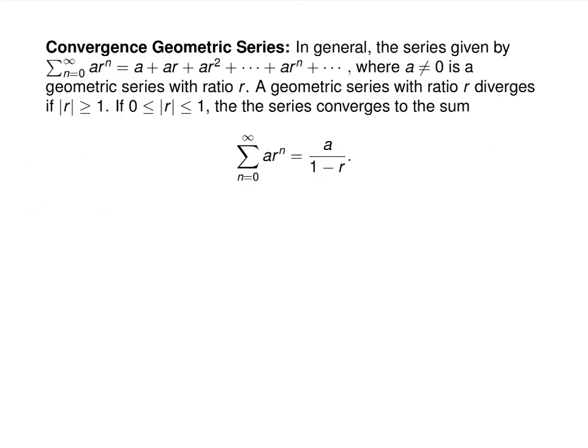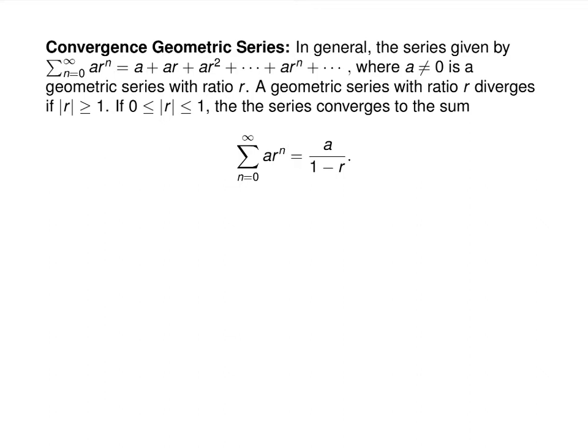Now another common series we can actually find the sum of is the geometric series. So a geometric series is given by a sum from n equals 0 to infinity, ar to the n. So we have something raised to the nth power, sort of like a constant multiplier, and then some constant a.